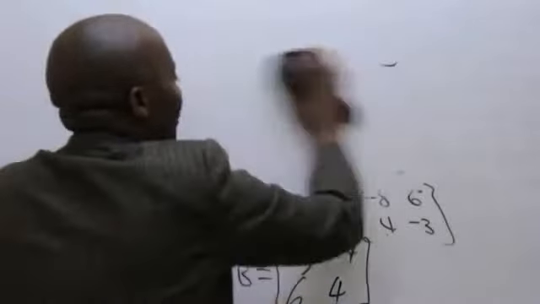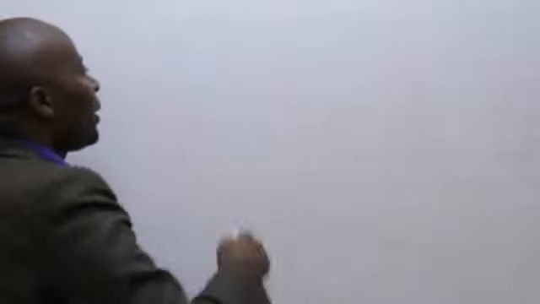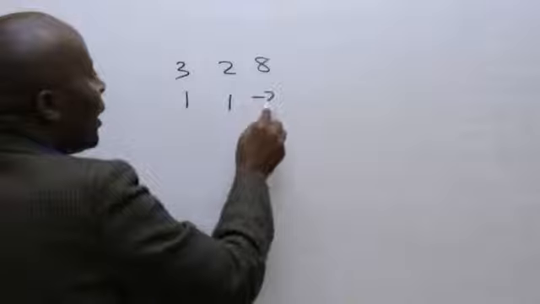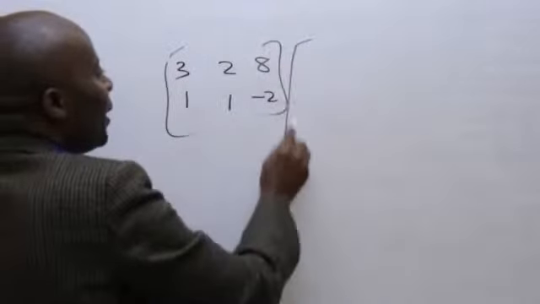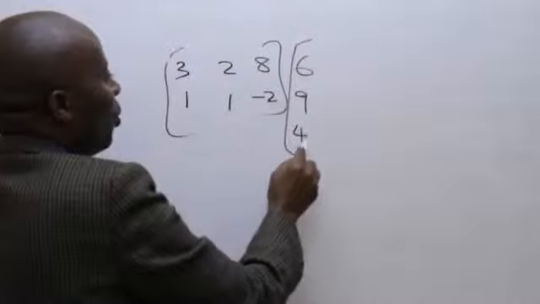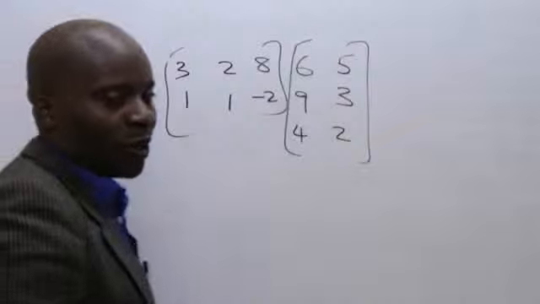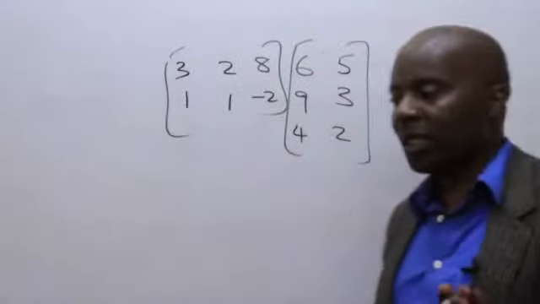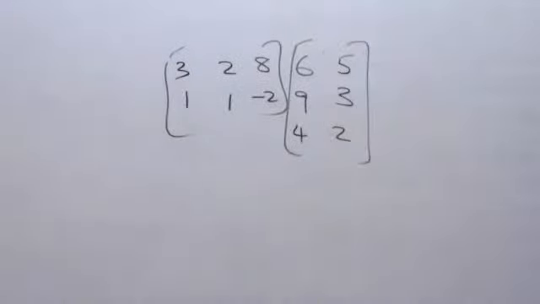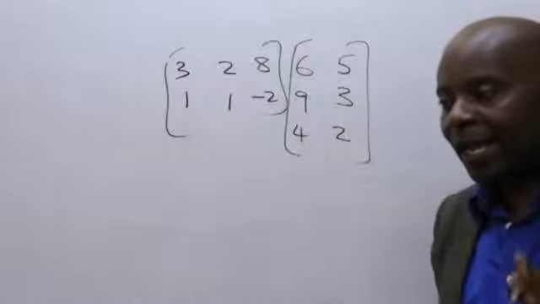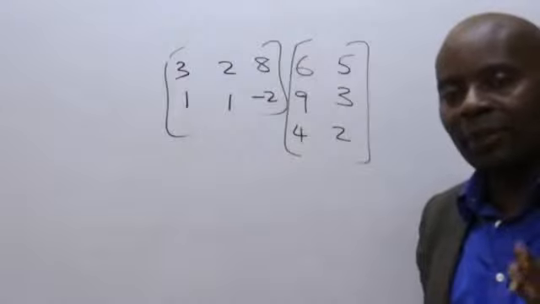Now, ladies and gentlemen, if you are given two matrices here to multiply, like 3, 2, 8, 1, 1, -2, you are told to multiply with 6, 9, 4, and 5, 3, 2. You don't even have to assess these matrices for compatibility. What you need to do, ladies and gentlemen, is straight away to multiply your matrices. Please go ahead and multiply these matrices.